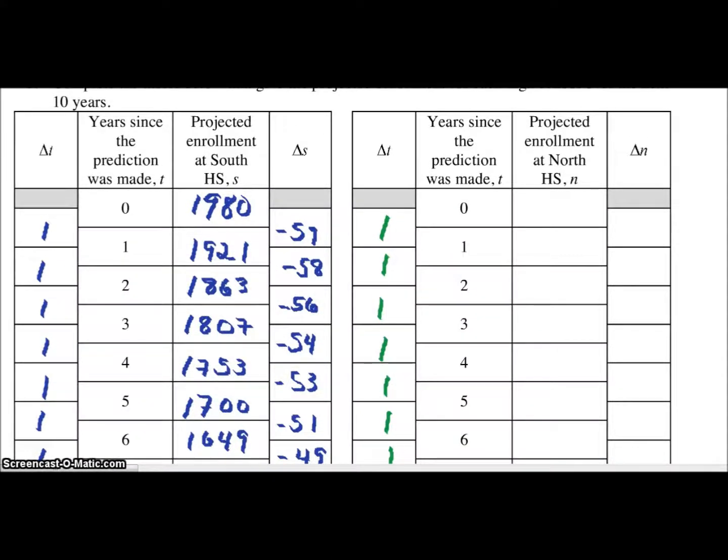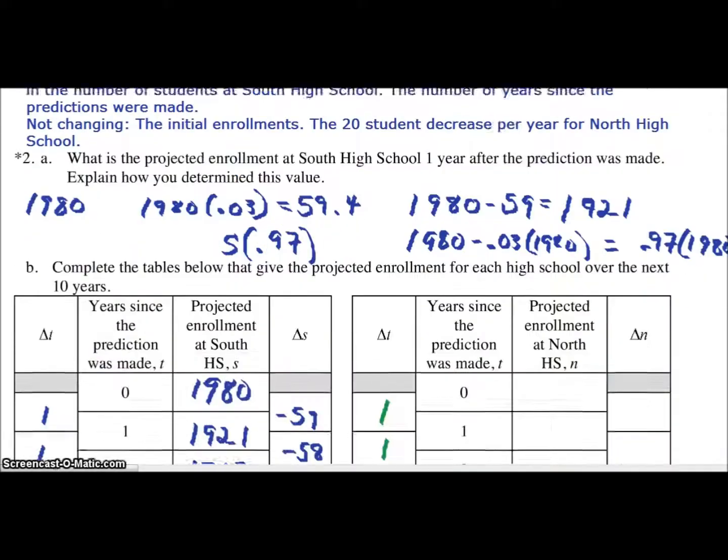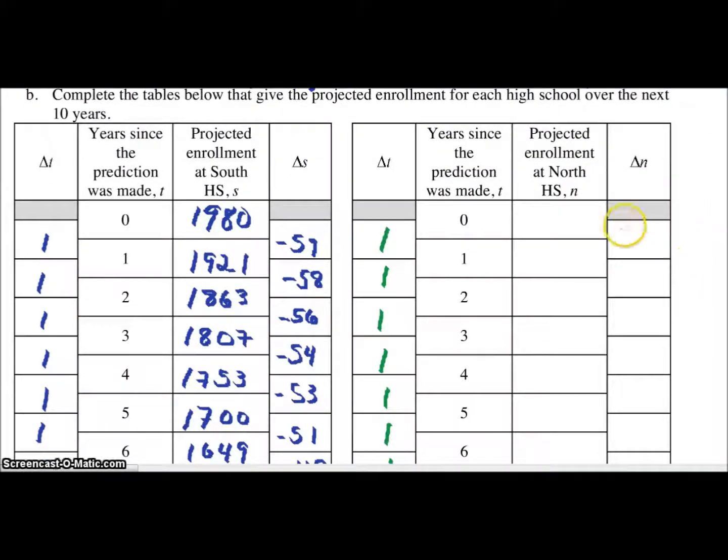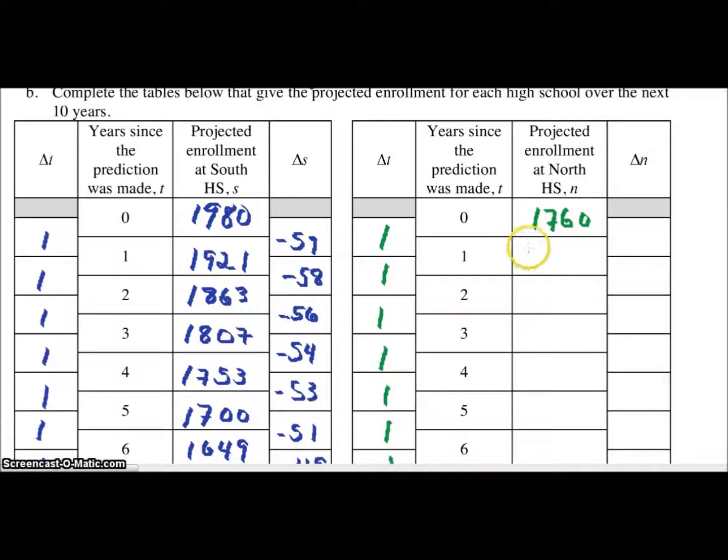Okay, now let's talk about North High School. So the initial enrollment at North High School was 1,760 students. And then we're just decreasing by 20 each year. This is a lot simpler than the last one. We just gotta subtract 20 each time.